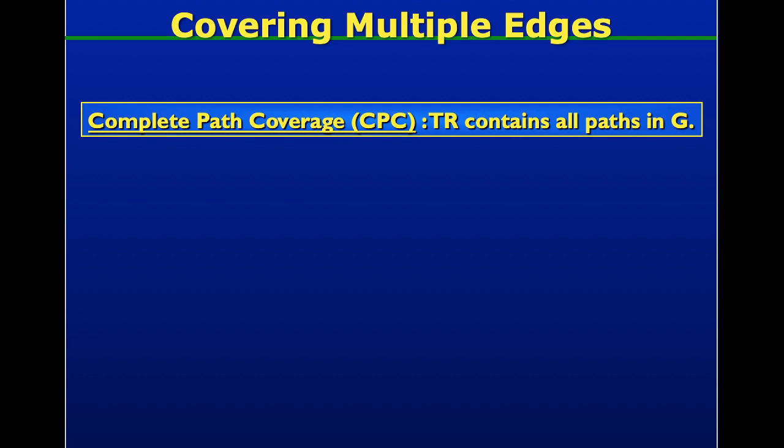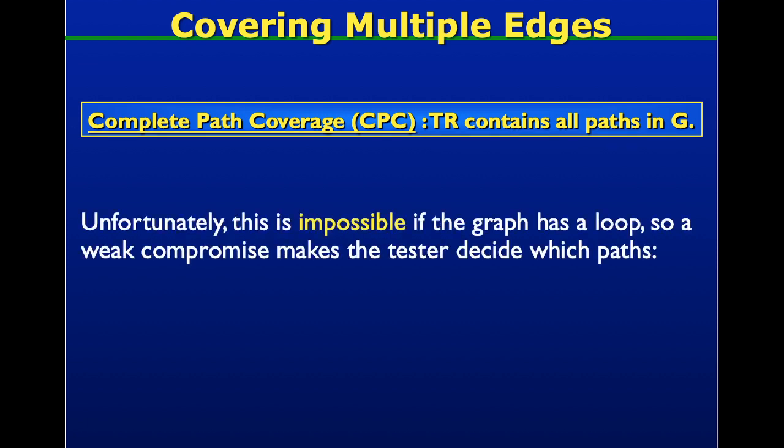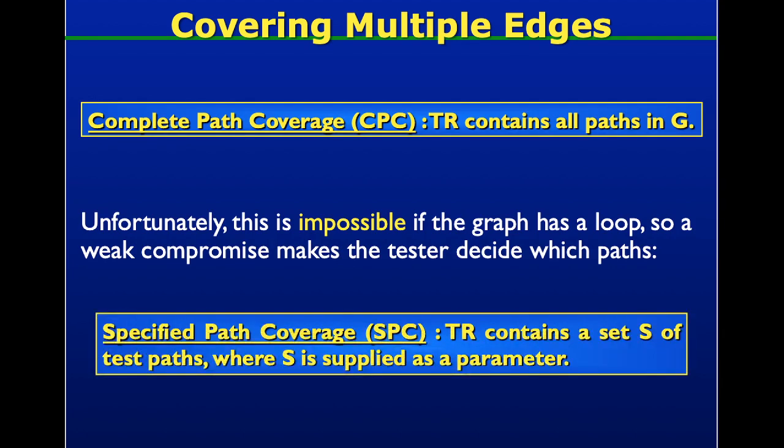Next up is the complete path coverage, or CPC for short. The test requirements contain all paths in G. Unfortunately, this is impossible if the graph has a loop. And next up is the specified path coverage, or SPC, where the test requirements contain a set S of test paths, where S is supplied as a parameter.